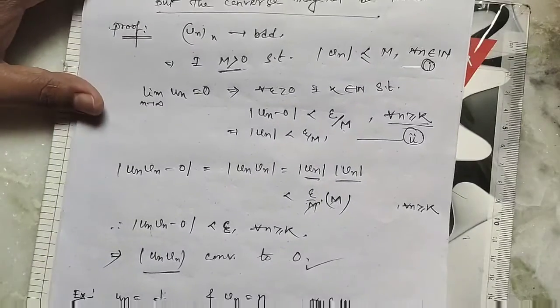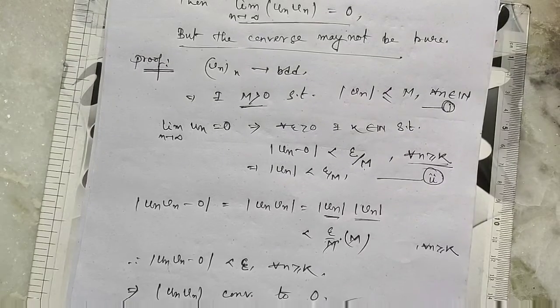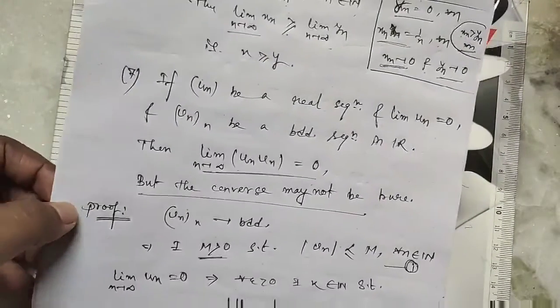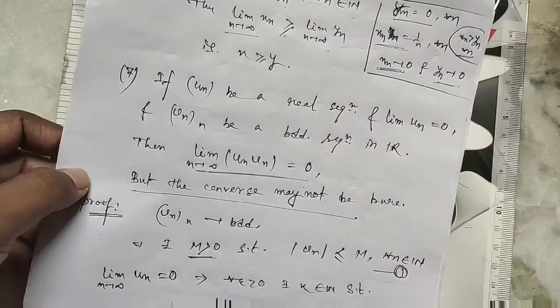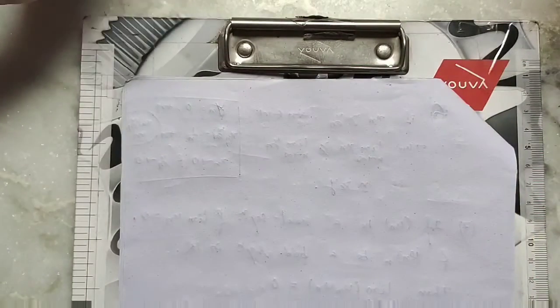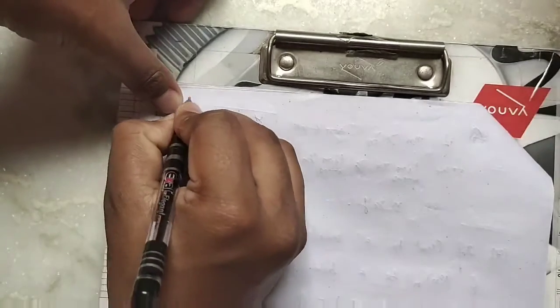Okay, now we give some examples of the results. Okay, clear? Now we discuss how we find the limit using the above results. Okay, let us start. Example 1.